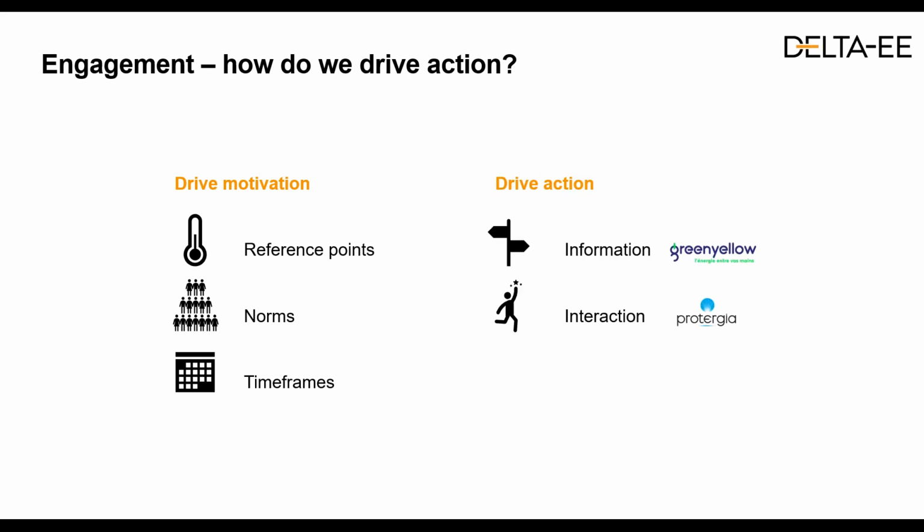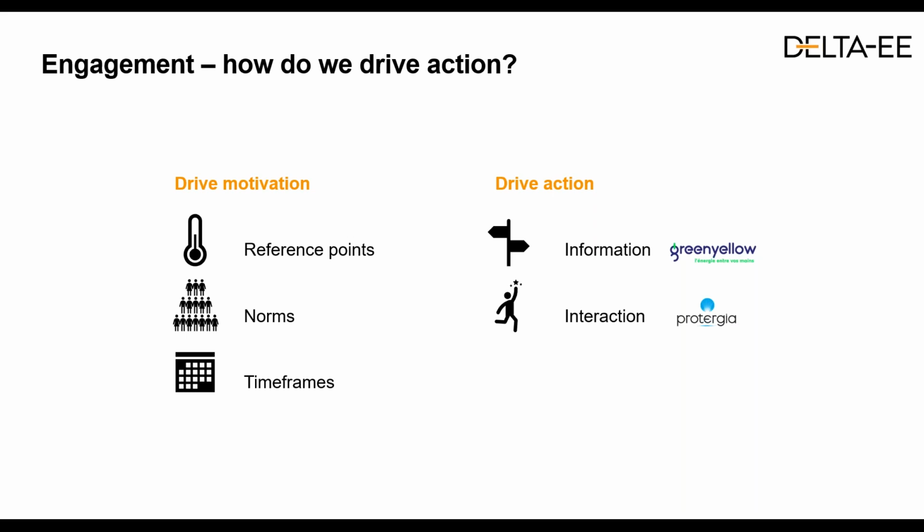But then we want to drive action. Ultimately, that's what we're trying to do. Generally, information doesn't drive action, but it can. As I think I've alluded to earlier, if you break down a social comparison, perhaps by time of day or week, or the disaggregated social comparisons that Green Yellow offer, it can tell you it's the weekends, it's peak time, it's my heating. They're the areas that need the improvement. Then that information can help drive action.